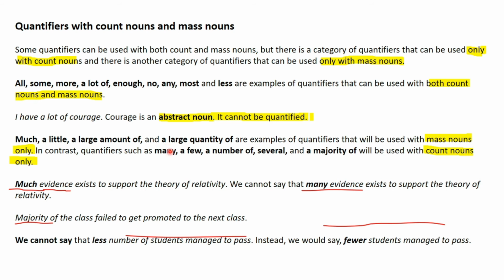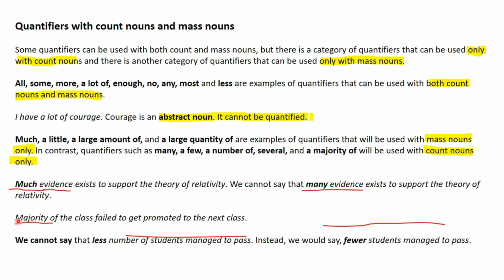Now in contrast, many, a few, a number of, several and a majority of, these are examples of quantifiers that will be used only with count nouns and not mass nouns. Look at this example. Much evidence exists to support the theory of relativity. Now we cannot say that many evidence exists to support the theory of relativity. Why? Because theory of relativity is a mass noun, it's not a count noun. And we can use the quantifier much with a mass noun, but we cannot use the quantifier many with a mass noun.